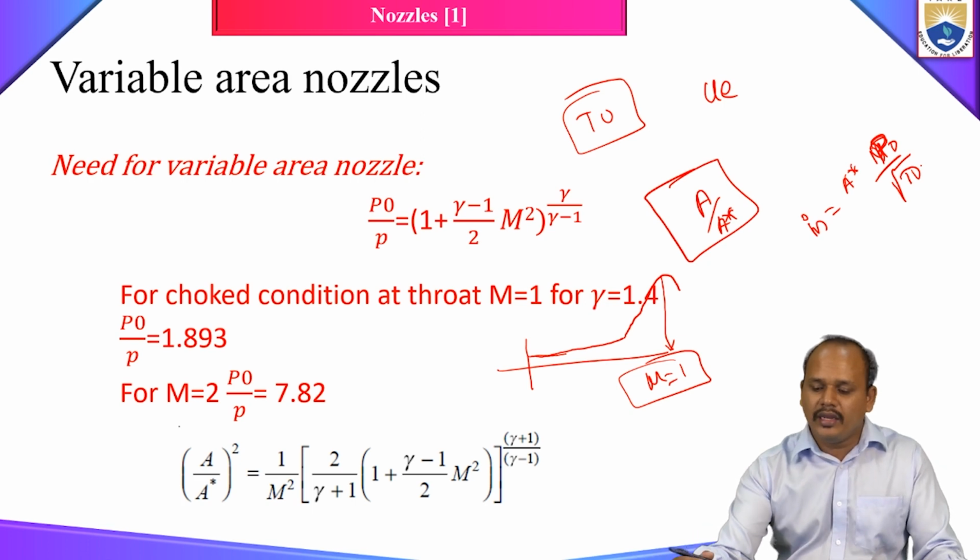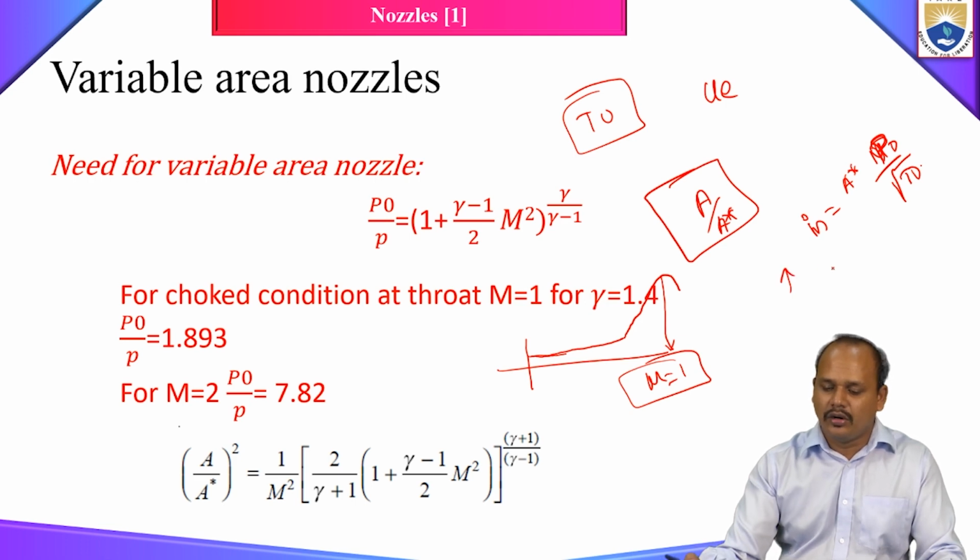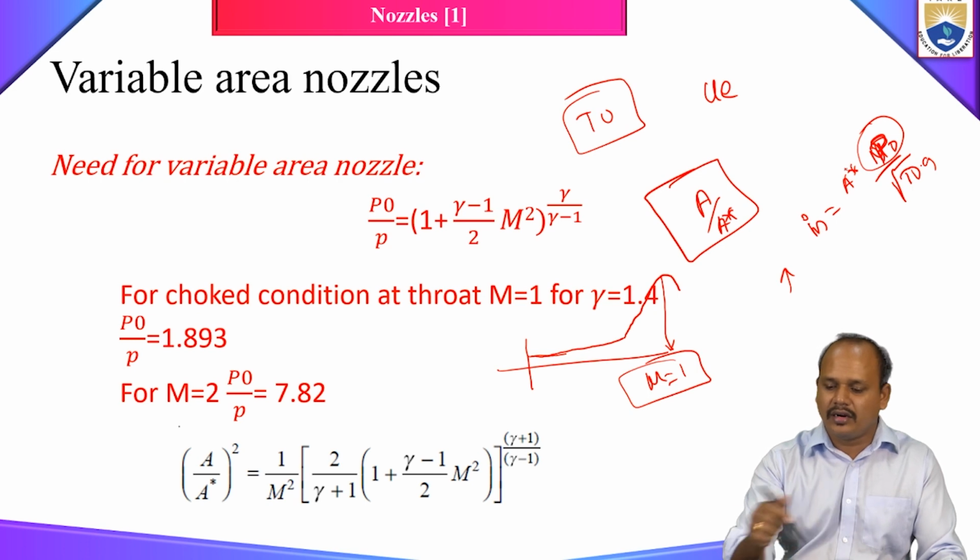So what are we doing in the afterburner? In the afterburner, we are increasing the temperature. When I increase the temperature, there is no change in your P naught actually. Your P naught is fixed, but I'm increasing my T naught.